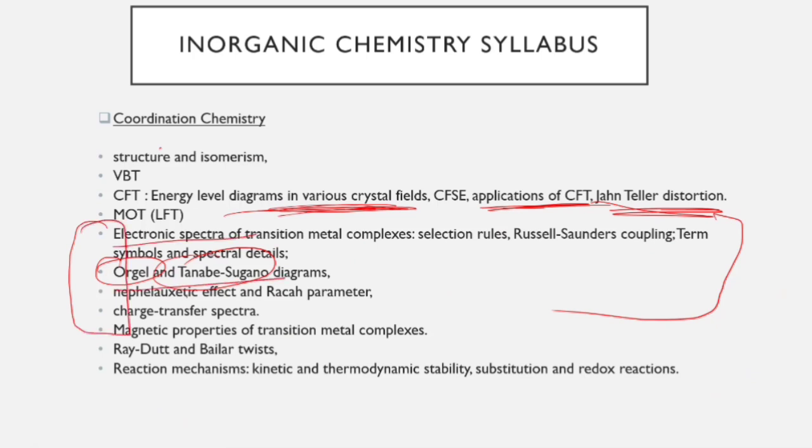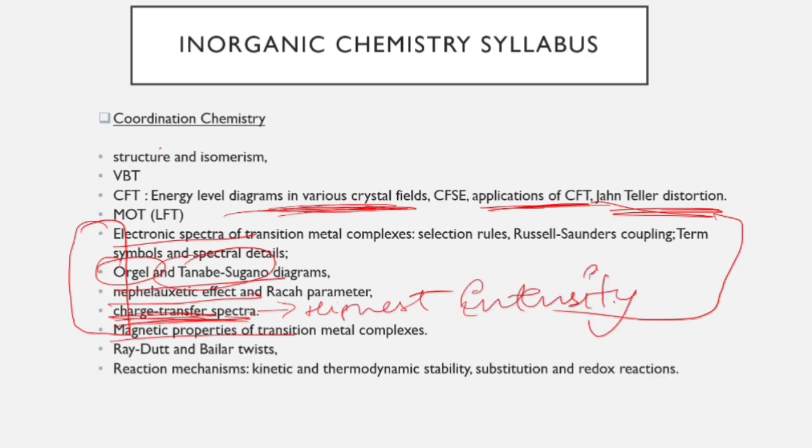Electronic spectra, Orgel, Tanabe-Sugano, nephelauxetic effect, magnetic properties, as well as charge transfer is also important because it has the highest intensity. You have d-d transitions and charge transfer. Basically, charge transfer has the highest intensity. Further, magnetic properties questions are asked very regularly nowadays. Vedat and Bela twist were added only some years ago in the GATE exam, and rarely are questions asked from Vedat and Bela twist. You can check it once. It is in square planar complexes.